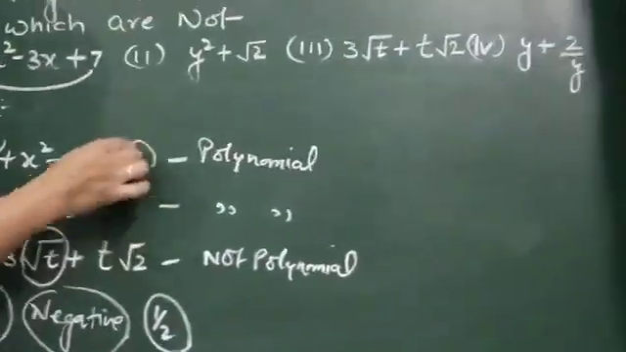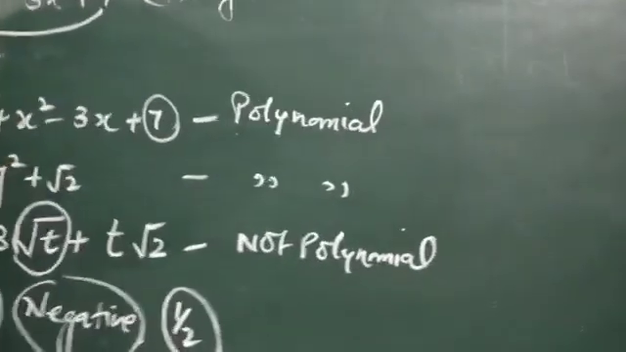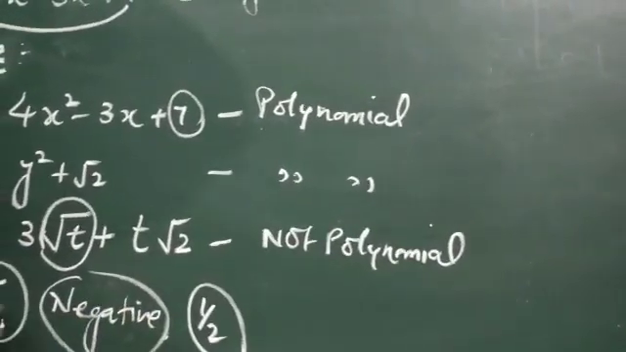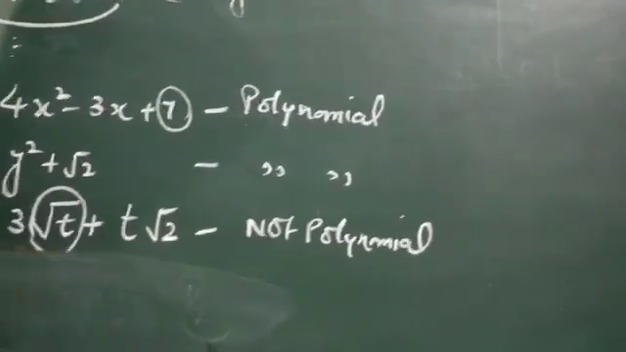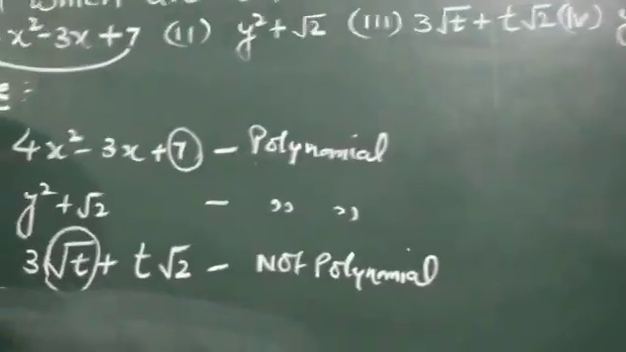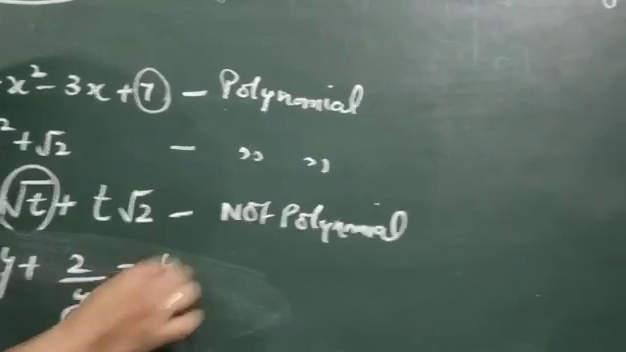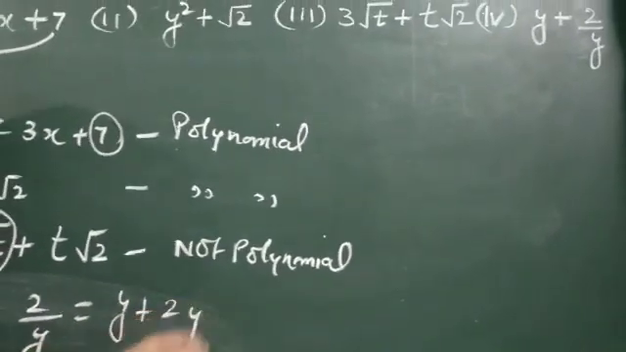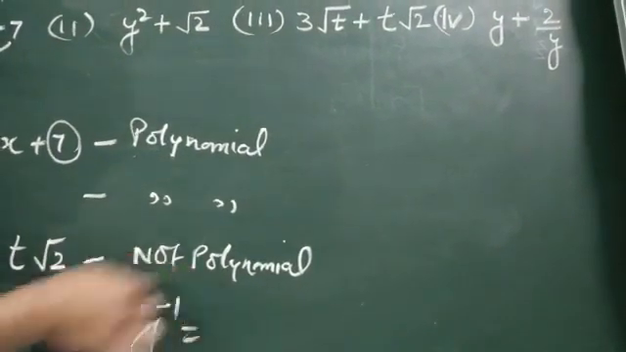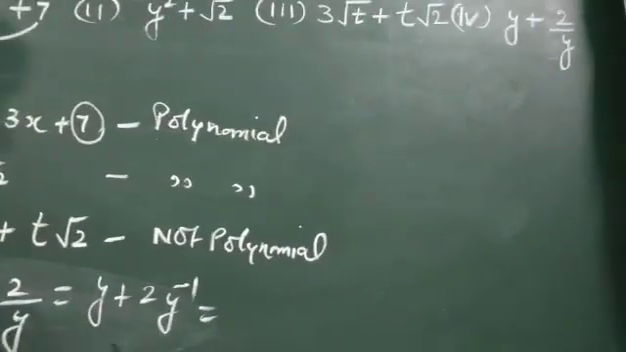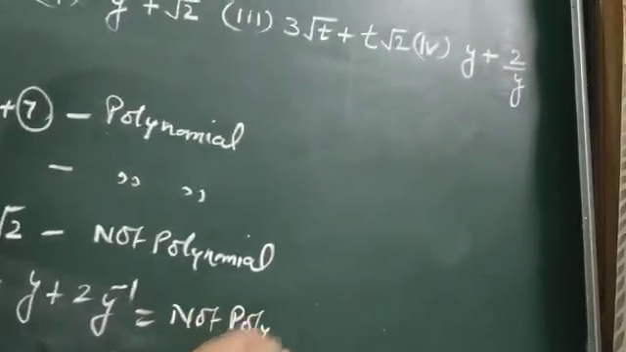Constant term can be under root or in a fraction, but a variable should not be in root, negative, or in a fraction. Okay, and the fourth one you have y plus 2 upon y. If you write in power form, then you will write it 2 into y to the power minus 1. And here the variable y is in negative power form. Then this is not a polynomial.